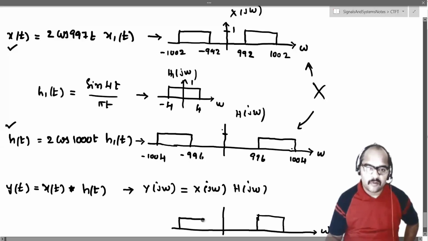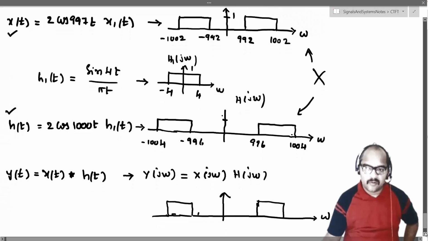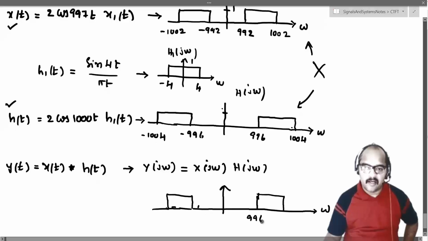Minus 1002 to minus, one second. Okay, so minus 1002 to minus 996. Sorry for that, I'll draw properly. So you'll get minus 1002 to minus 996. So this is our Y of j omega. This would be 996 and this is 1002. So this is minus 996 and minus 1002.